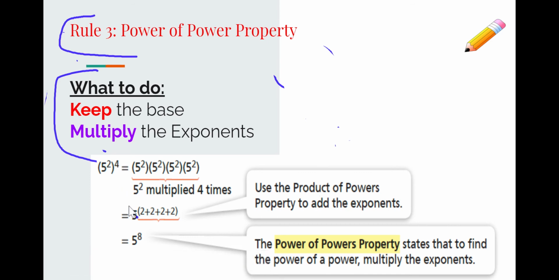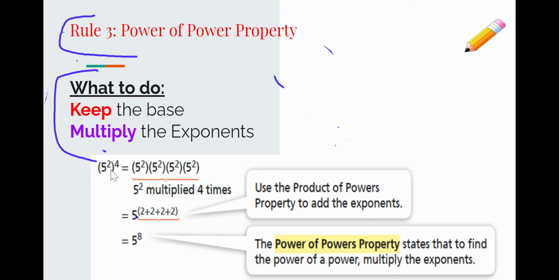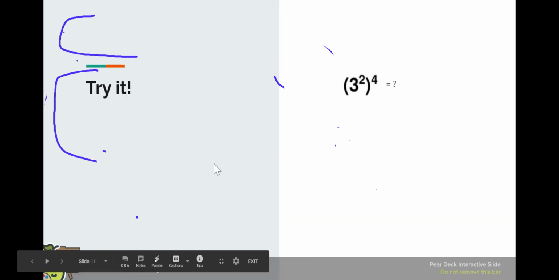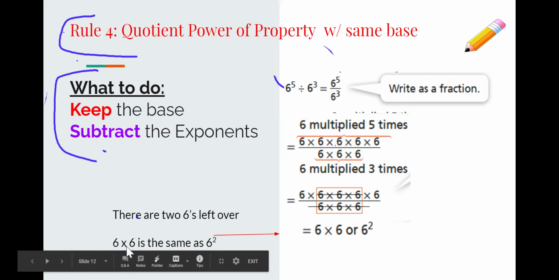2 times 4 gives us 5 to the 8th power. Sorry, I said that wrong. 5 squared to the 4th power gives us 5 to the 8th power total. We keep the base, multiply the exponents. Now answer this one in your Edpuzzle. All right, let's see. Again, our base stays 3 because it stays the same. Multiply our exponents, 2 times 4, 3 to the 8th power.